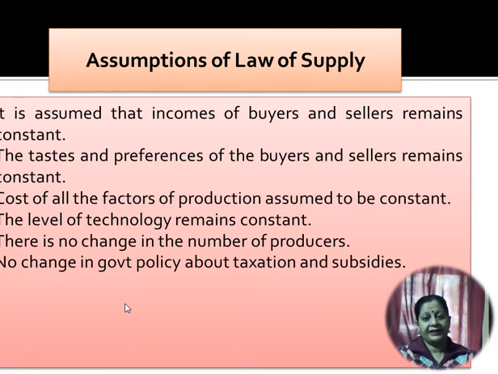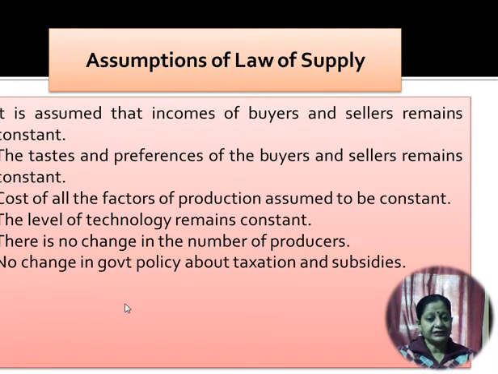Assumptions of law of supply. That means there are some assumptions on which the law of supply works, that we have already assumed. It is assumed that incomes of buyers and sellers remain constant. The taste and preferences of the buyers and sellers remain constant. If we talk about taste and preferences, that means we are habitual of using one commodity from the last so many years, and we are not going to change our taste. So that becomes the taste preference.